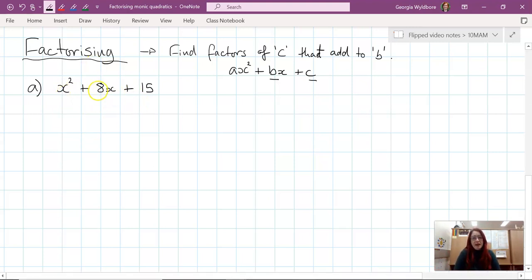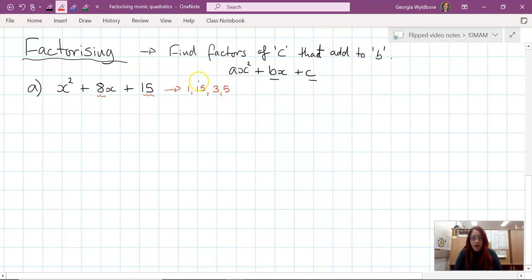So we have x squared plus 8x plus 15. So we want to find the pair of factors that multiply to give us 15, but that will add together to give us 8. So let's list the factors of 15. We've got 1 and 15, and we've got 3 and 5. They both have to have the same sign because they need to multiply to give a positive. So they either have to both be positive or both be negative, but they have to add to positive 8. So in all likelihood, they're both going to be positive.